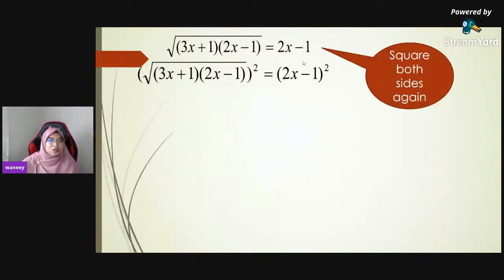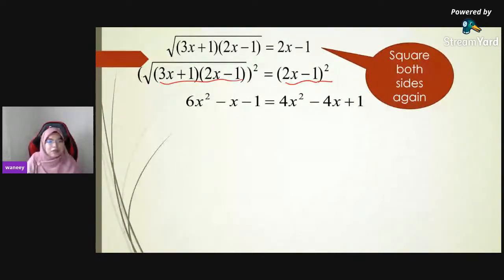Okay, so now square root and a square. Square root, square, those two will cancel out. So we are left with this term. For the right hand side, do make sure you expand them carefully.